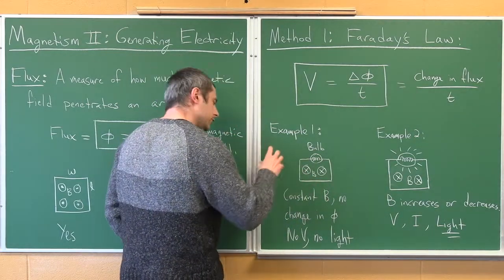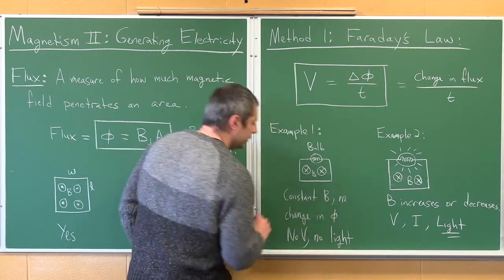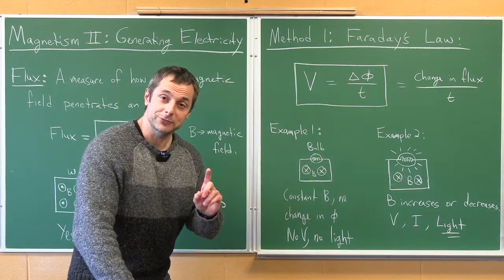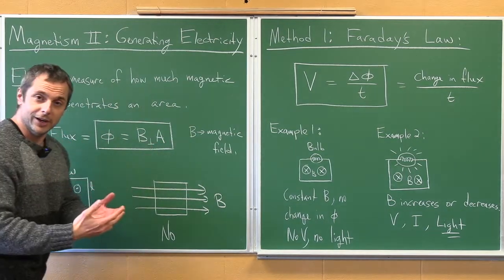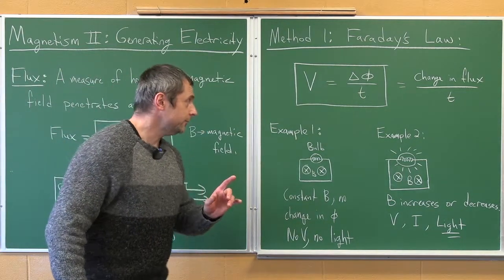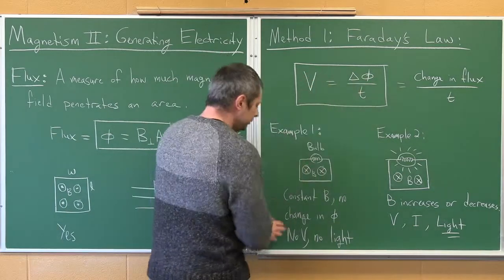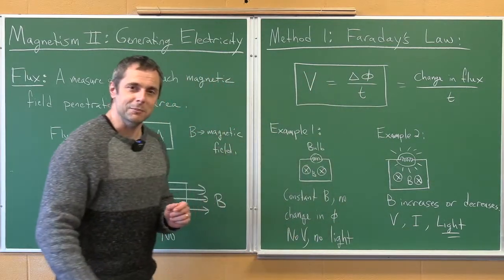So in the first example, the magnetic field stays constant. There's no change in flux then. We have the same magnetic field, the same area for all time, and so no change in flux, no voltage, so there's no light in the bulb.